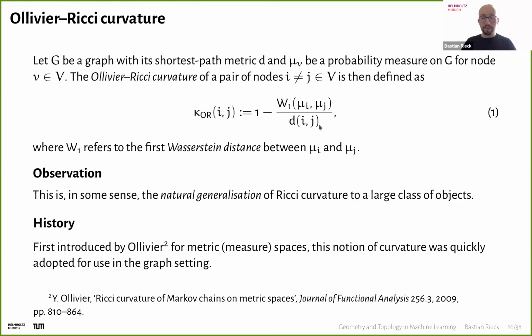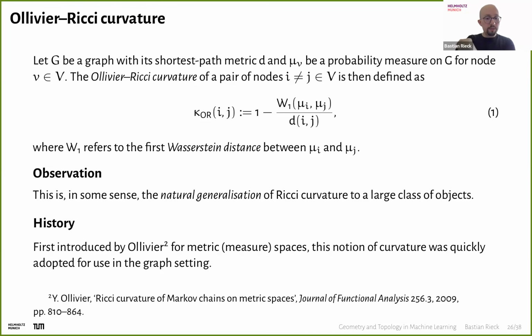Because of this division, we require the graphs to be connected. The Wasserstein distance is, of course, an optimal transport distance that tells you something about the amount of work you have to do to transform one of the probability measures into the other one. In some sense, this is the natural generalization of Ricci curvature to a larger class of objects, because you take the points that you find in a small neighborhood, measured by a probability measure of your node, and you see whether those are closer or further apart than the geodesic between the points describes.